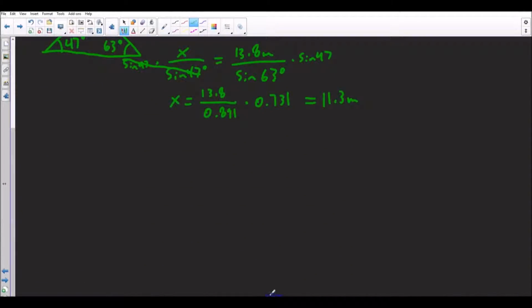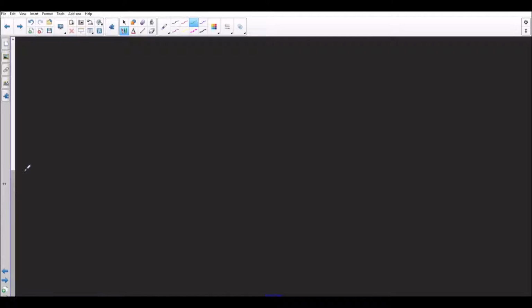So let's try another example. Here's our example. This time it's going to be an upside down triangle. I'll label these sides just to show you how it works. They're different letters, but we don't really care what letters they give them. So we have 40 degrees, 14.3 meters, and 11.7 meters.